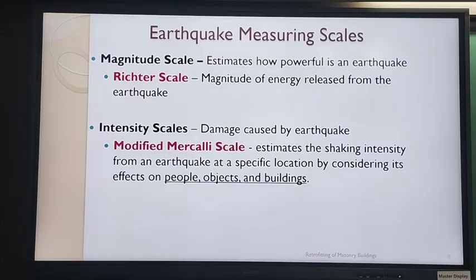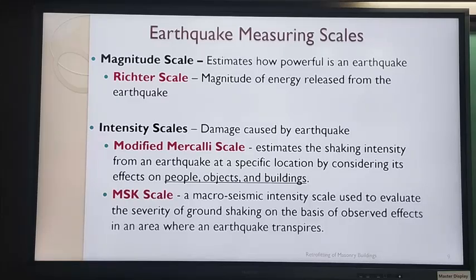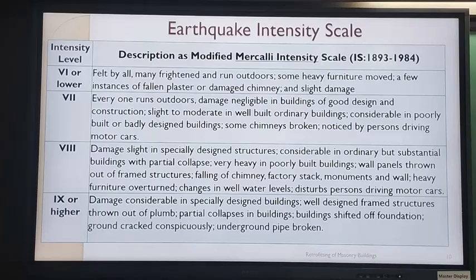How do people feel? What happens to different objects in the house? What kind of damage it causes. And then there is the MSK scale. It's a macroseismic intensity scale used to evaluate the severity of ground shaking on the basis of observed effects in an area where the earthquake transpires. Essentially, they do the same thing. Okay. So I think there's very little difference between them, but both scales are used at different times.